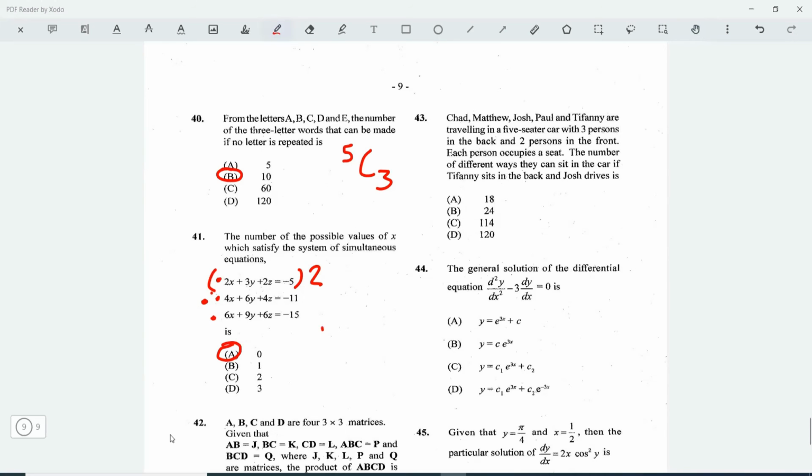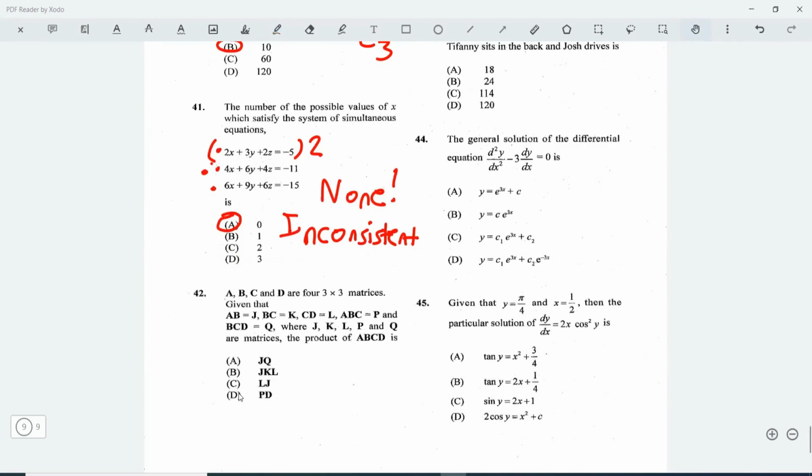There's no solution. This system is said to be inconsistent. So none, this is inconsistent. This system is said to be inconsistent. Now, question number 42.